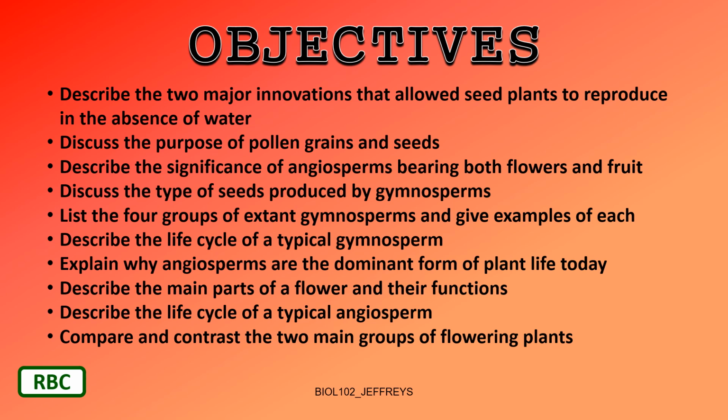So our objectives in this chapter: describe the two major innovations that allowed seed plants to reproduce in the absence of water, discuss the purpose of pollen grains and seeds, describe the significance of angiosperms bearing both flowers and fruit, discuss the type of seeds produced by gymnosperms, list the four groups of extant gymnosperms and give examples of each, describe the life cycle of a typical gymnosperm, explain why angiosperms are the dominant form of plant life today, describe the main parts of a flower and their functions, describe the life cycle of a typical angiosperm, and compare and contrast the two main groups of flowering plants.